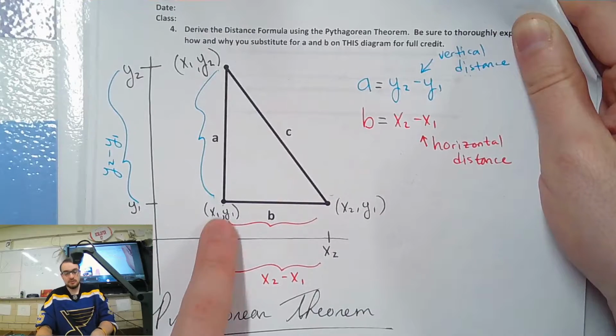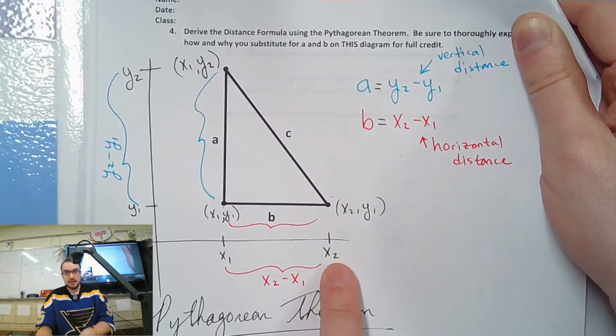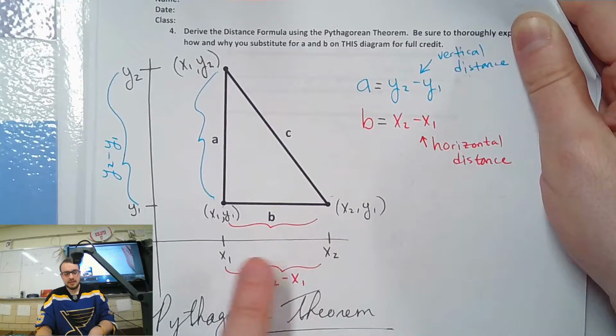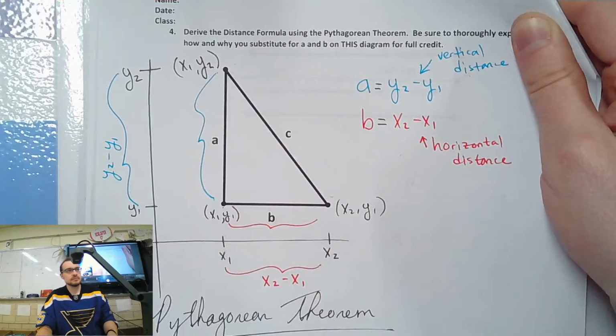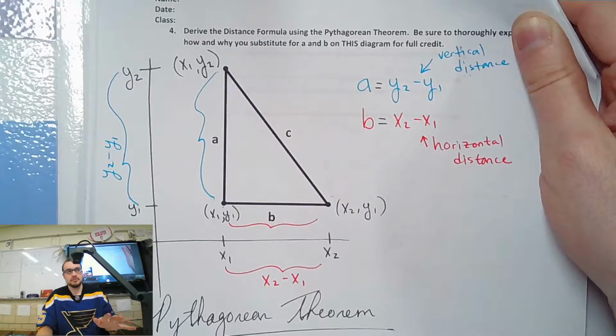Yes. x1, y1, because it's the first x and the first y. x2 is x2, y1. And this one's x1, y2. Are we cool about how to find the points? I think a lot of people get stuck on that.